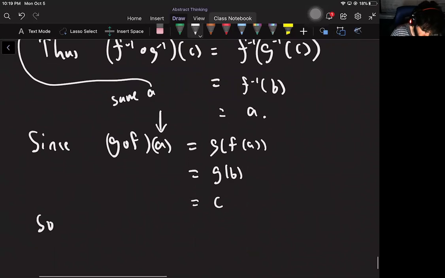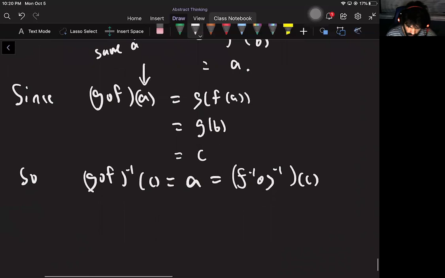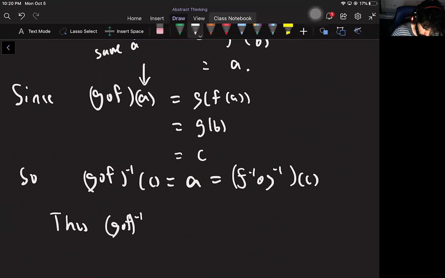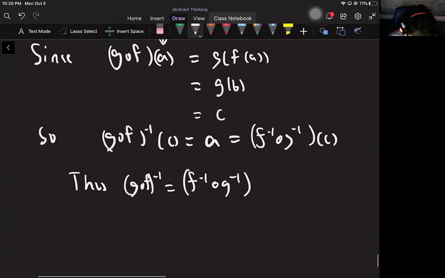So by the definition of the inverse, because G compose F sends A to C, the inverse of it must send C back to A. But that's exactly what this other thing was. So they send the same element to the same place, thus they are the same. So the whole point is that if you want to invert a composition, all you have to do is invert each function independently and then compose them in the reverse order. That's what this is really saying.